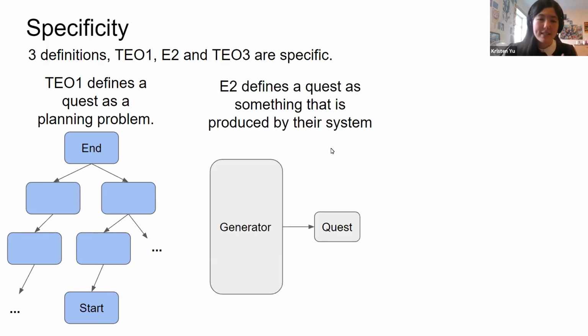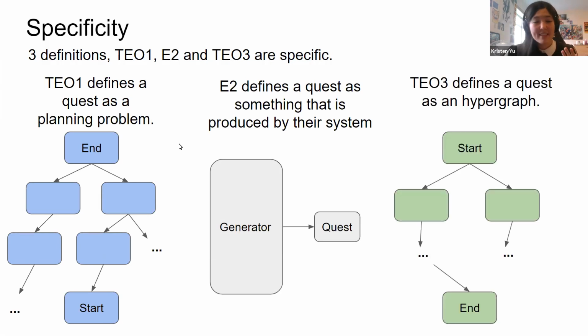The second definition defines a quest as something that's produced by their system. Nothing inherently wrong with that, but this particular system doesn't produce a quest that contains a reward, and there's a general agreement among the other quest definitions that a reward should be included as part of the quest definition. And the last definition proposes that a quest is a hypergraph. This is the same issue as the first quest definition. Only algorithms that can solve a hypergraph are going to be able to be used as a quest generation technique, and we know that there are already techniques that do not solve a hypergraph, as well as the fact that we would not be able to present the hypergraph to a player because the player will not know what to do with that information.